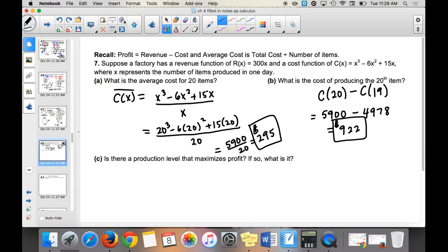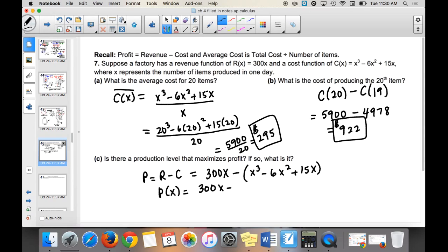Okay. So it says, is there a production level that maximizes the profit, and if so, what is it? So our profit is equal to our revenue minus our cost. Our revenue was 300x, so we must be selling things for $300. Does that make sense? 300 times the number you sell. And then minus the cost function, so I'm going to put parentheses: minus x cubed minus 6x squared plus 15x. So my profit equation is 300x minus x cubed plus 6x squared minus 15x.